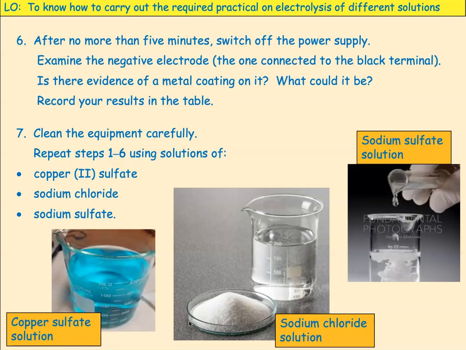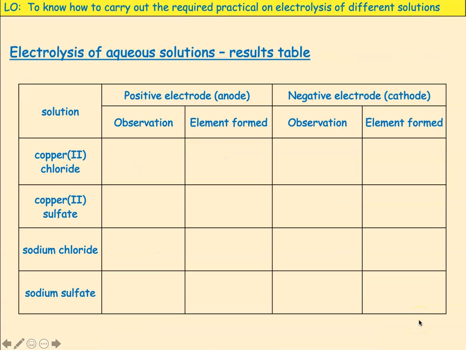We're going to repeat the whole thing again with 3 more solutions. We've got copper sulfate, which is our blue solution, sodium chloride, which is transparent, and sodium sulfate. So we're going to repeat it all again with 3 more solutions. This is the table that we would record our results in. Okay, so we're looking at our observation. Do we see bubbles? Do we see a colour? What is the result of any test that we do? And then what element do we think is actually being made based upon those tests?